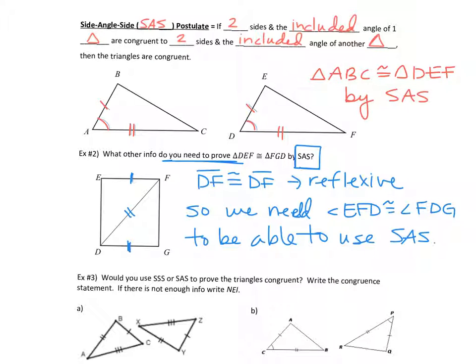Does that make sense? So reflexive, if it's there, you know that it's true, okay? We don't need DF to be proven congruent to DF on this because we know reflexive is always congruent, okay? What we don't know right now is that these two angles are congruent. So we would need to know those two angles are congruent to be able to say SAS, okay? Questions on that?